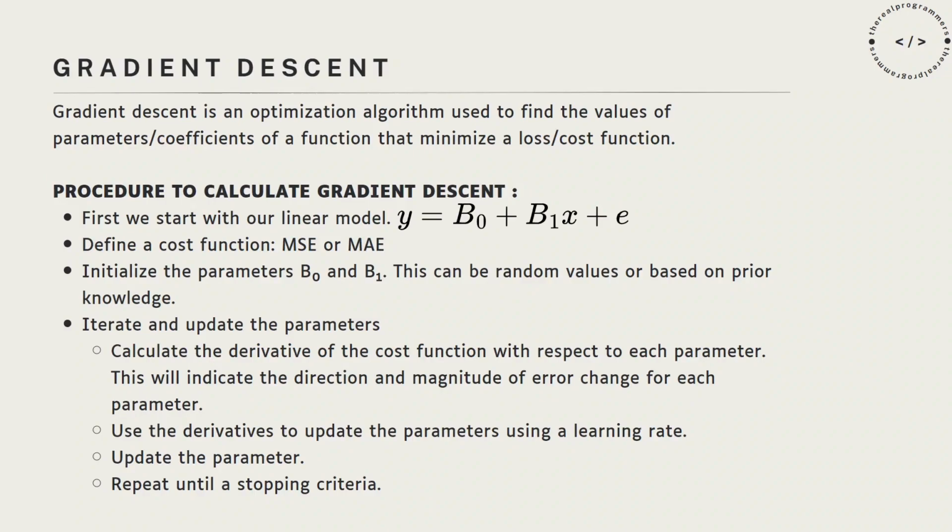Then we initialize the parameters. We choose initial values for the model parameters b0 and b1. This can be random values or based on some prior knowledge. Then we iterate and update the parameters.